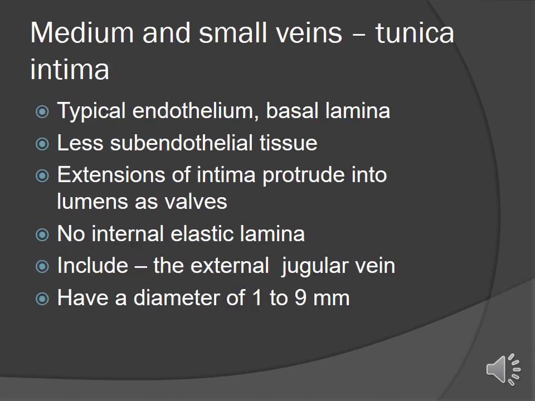The tunica intima of medium and small veins contains endothelial cells resting on the basal lamina. Below, a thin subendothelial layer is located. The subendothelial layer contains smooth muscle cells scattered between the connective tissue elements.